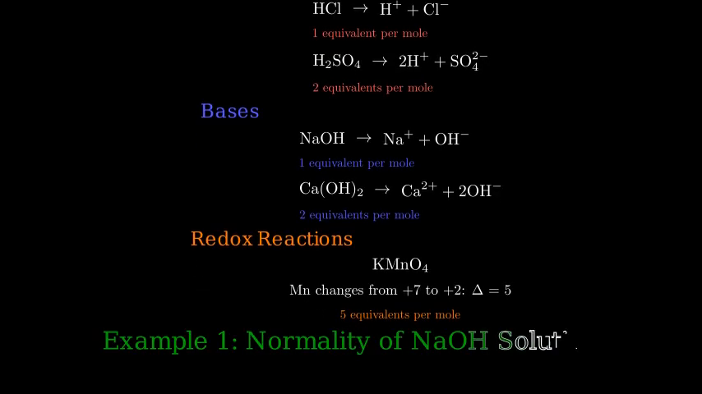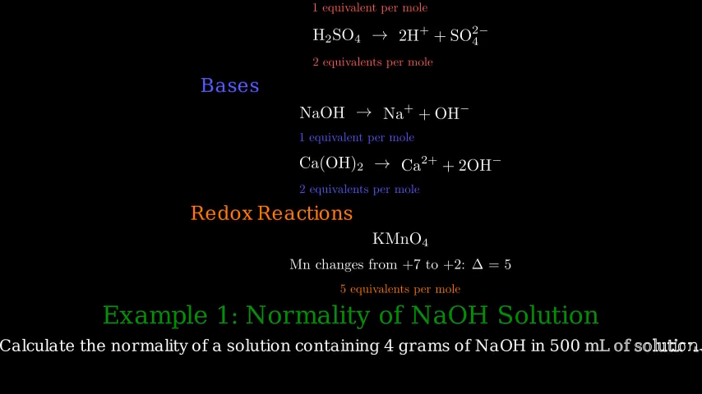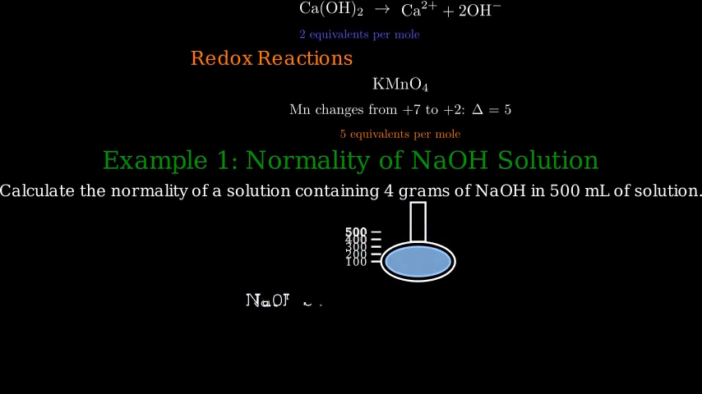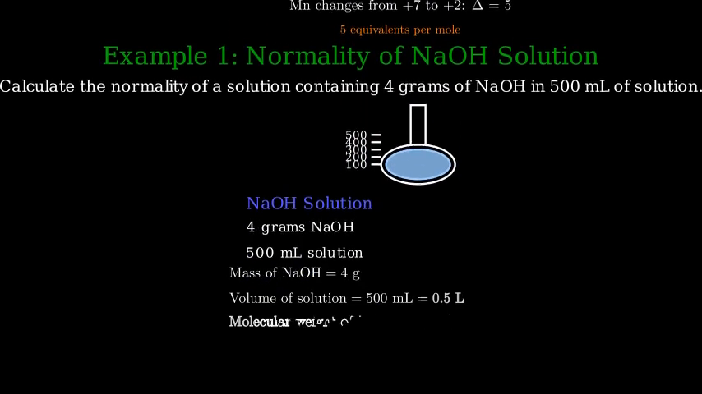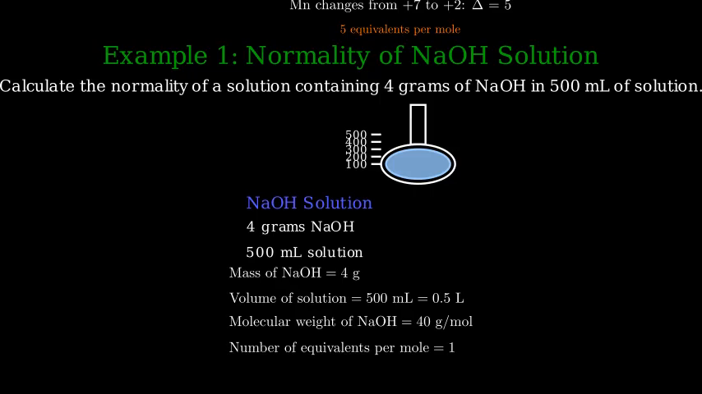Example 1. Calculate the normality of a solution containing 4 grams of sodium hydroxide, NaOH, in 500 milliliters of solution. Step 1. Identify what we know. Mass of NaOH equals 4 grams. Volume of solution equals 500 milliliters equals 0.5 liters. Molecular weight of NaOH equals 40 grams per mole, given by 23 for Na plus 16 for O plus 1 for H. Number of equivalents per mole equals 1, as NaOH contains 1 replaceable OH ion.